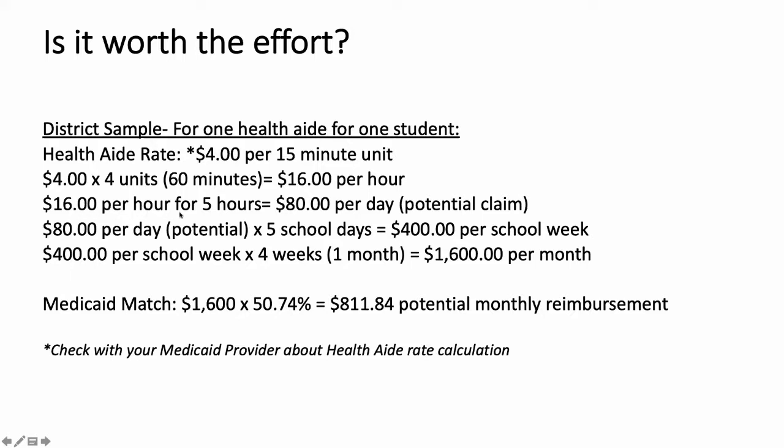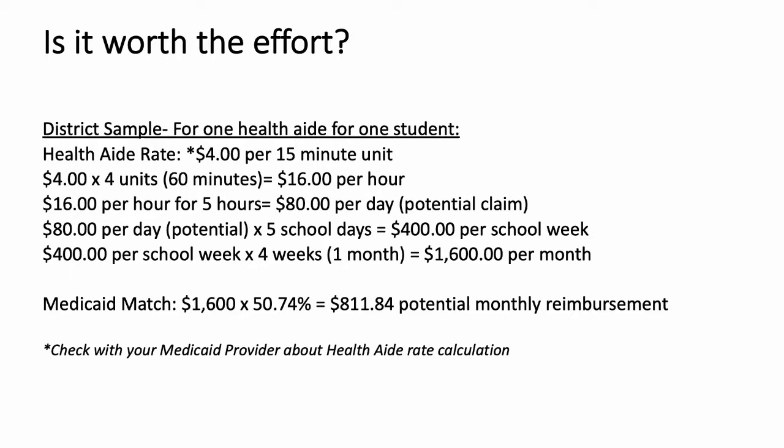Then if you take the $16 per hour rate times 5 hours of direct services that the aide is providing to that student who has a medical condition, you arrive at $80 per day of a potential claim. The $80 per day times the 5 school days comes up to $400 per school week. The $400 per week times 4 weeks gets you to the month, so you arrive at $1,600 per month for a potential claim. Then you take the Medicaid match, the $1,600 times the match of 50.74%, which is the current Medicaid matching rate in Illinois, and you get to approximately $811 for a potential monthly reimbursement. Again, this is for one health aide billing for one student.